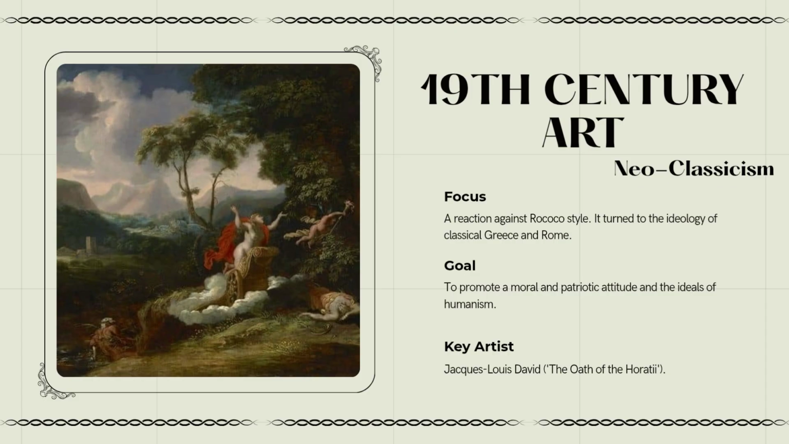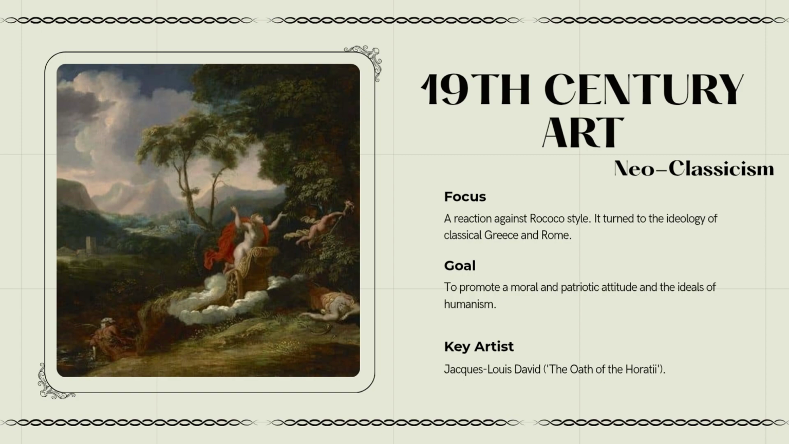Entering the 19th century, the first movement is Neoclassicism, a reaction against the elaborate Rococo style. This movement returned to the ideals of ancient Greece and Rome, promoting moral and patriotic values. A key artist is Jacques-Louis David, known for The Oath of the Horatii.